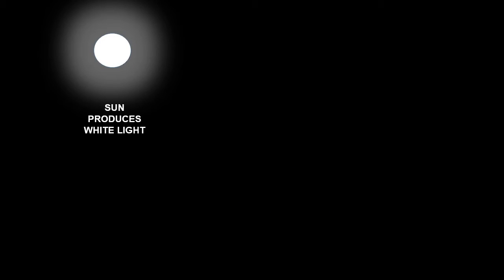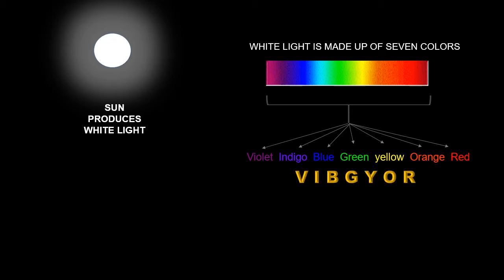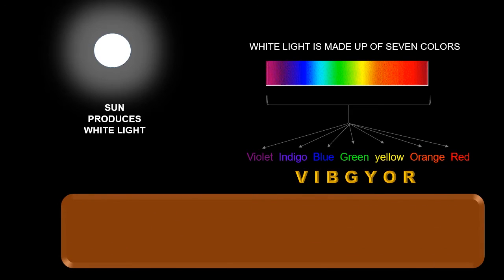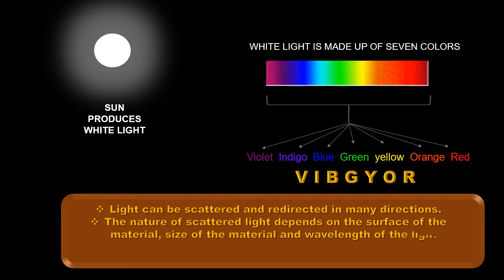Sun produces white light. White light is made up of 7 colors. They are violet, indigo, blue, green, yellow, orange and red, briefly known as VIBGYOR. Light can be scattered and redirected in many directions. The nature of scattered light depends on the surface of the material, size of the material and wavelength of the light. Scattering may be elastic or inelastic.